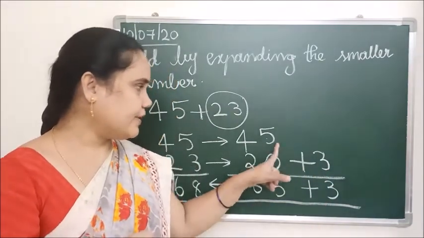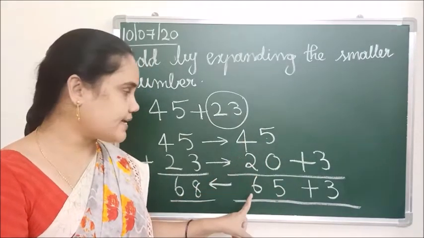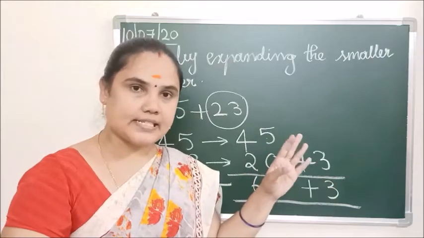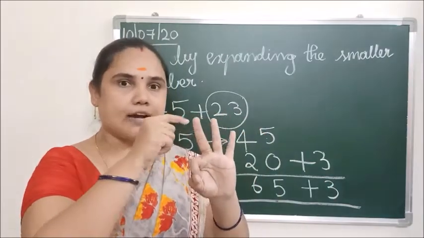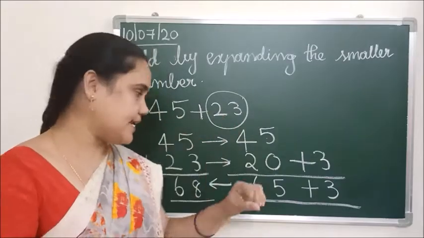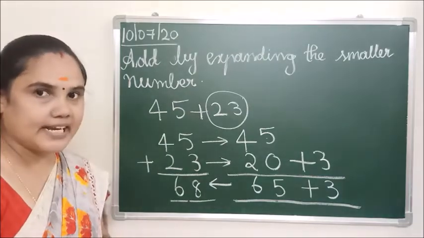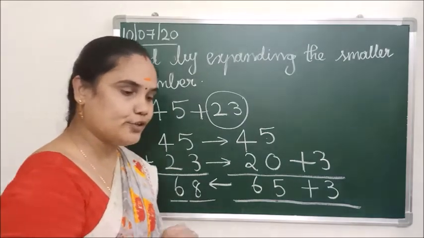3 plus 5 plus 0 is 5. 4 plus 2 is 6. How much is 65 plus 3? Open 3 fingers. After 65: 66, 67, 68. So what is the answer? 68. Did you all understand, children? Yes. We will do one more sum.